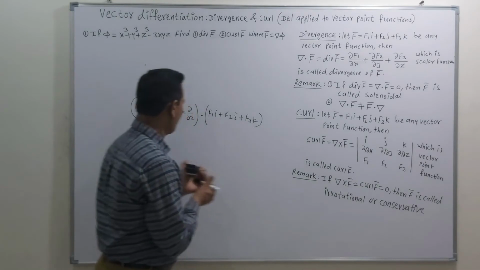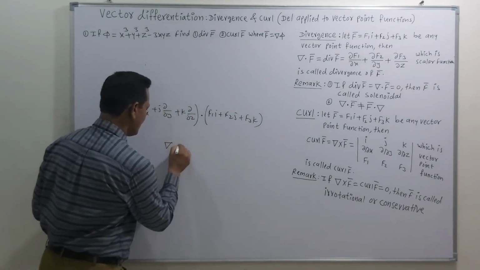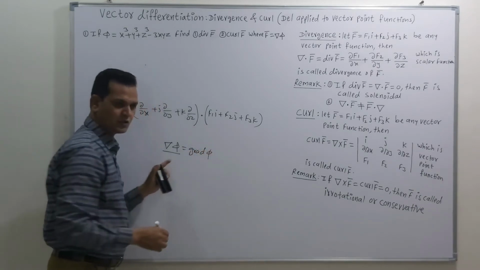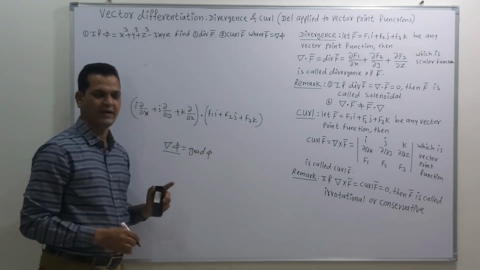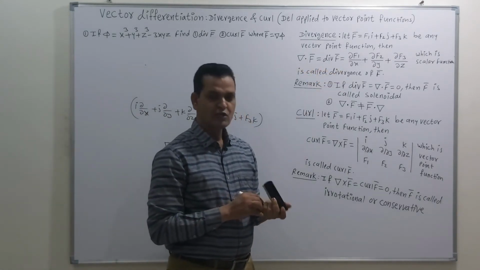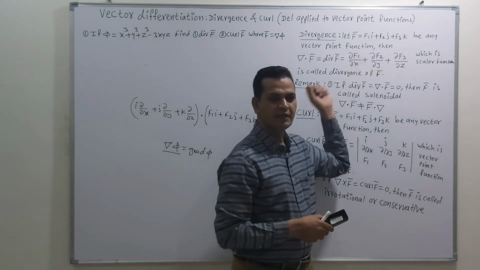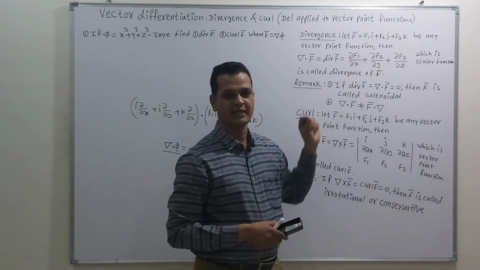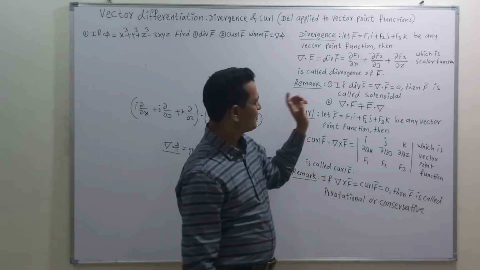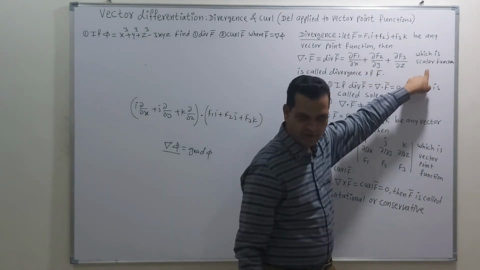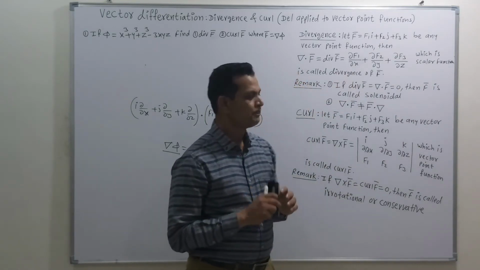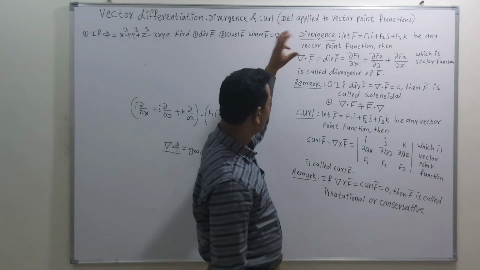dot f bar. If we write the notation del phi, this indicates the gradient of phi, so there is no term in between del and phi. If a dot is there, then it is called the divergence. In this definition, the unit vectors i, j, k along the x, y and z axes are absent. That's why this is a scalar point function, and this definition is called the divergence of a vector. So this is the first definition.